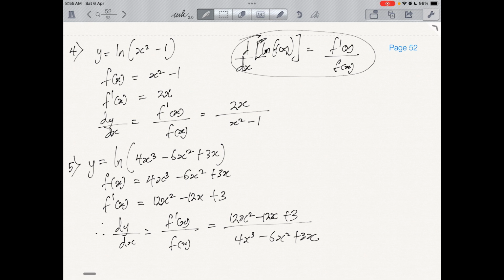Now in our next video, we'll be considering a different method of differentiating logarithm functions.